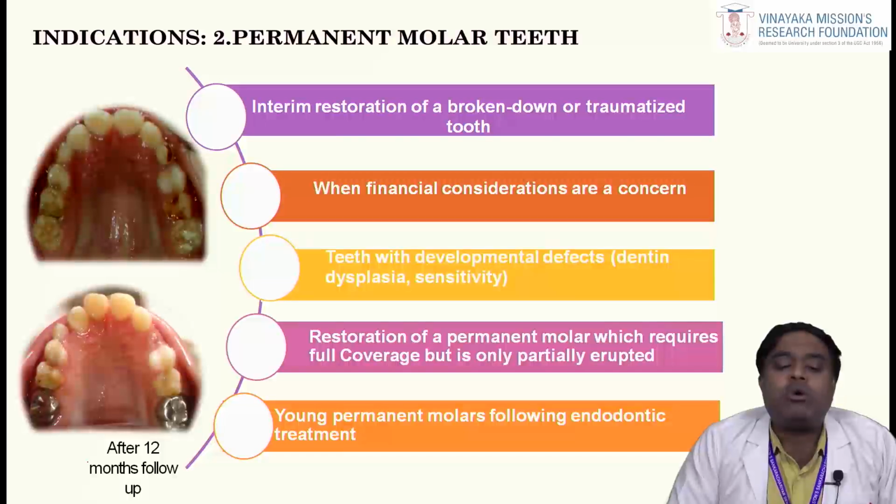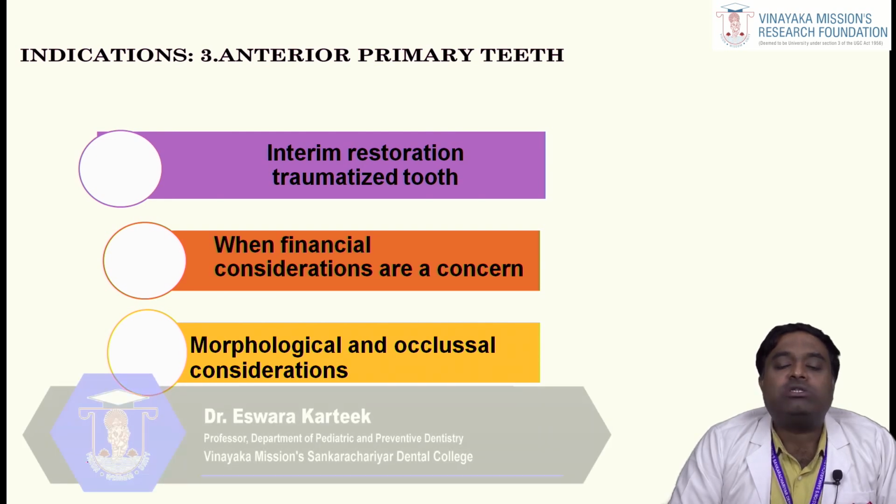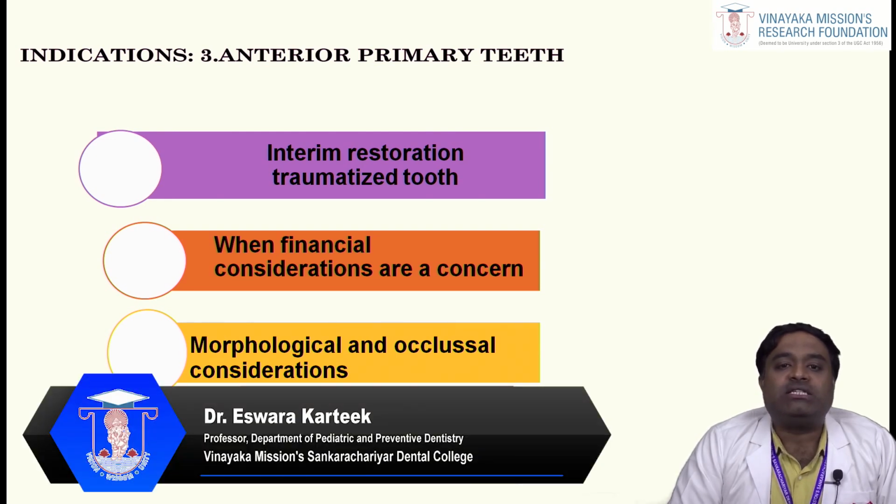Indications for the permanent tooth: interim restorations of a broken down or traumatized tooth, teeth with developmental defects, when financial considerations are a concern, restorations of a permanent molar which requires full coverage but is partially erupted, and young permanent molars following endodontic treatment. Indications for the anterior primary teeth: first one is interim restoration of a traumatized tooth, when financial considerations are a concern, and morphological and occlusal considerations.